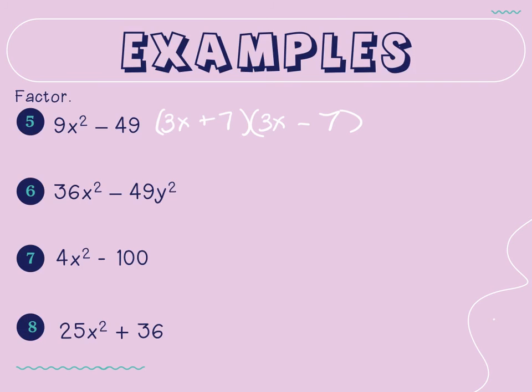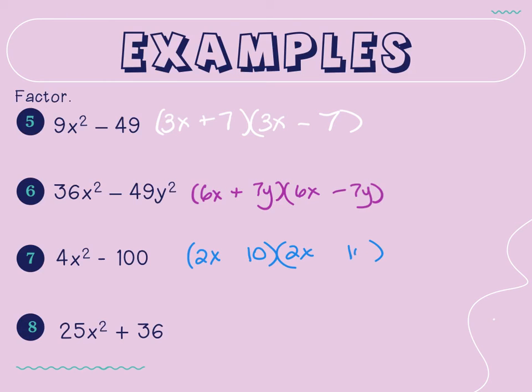All right, number 6, 36x squared minus 49y squared. So this, again, two perfect squares, minus between them. This would be 6x and 6x, and then 7y and 7y. One gets the plus and one gets the minus. And number 7, both perfect squares, minus between them. So I would square root the first. I get 2x. Square root the last, 10. One's got a positive, one's got a negative.